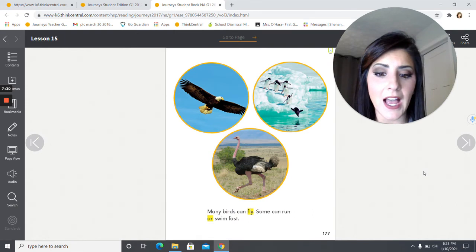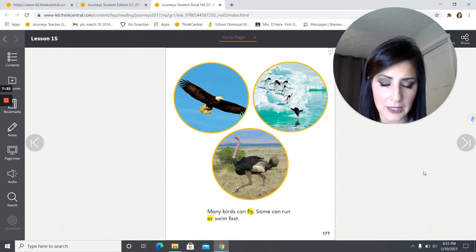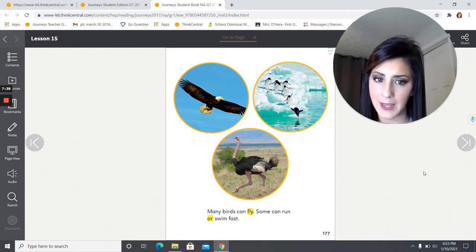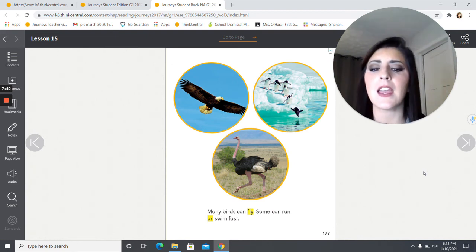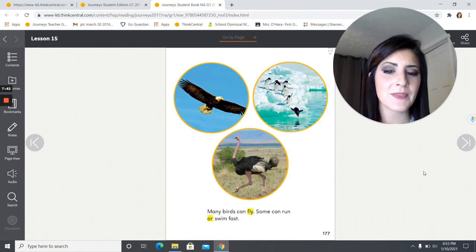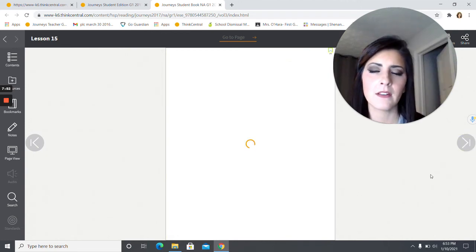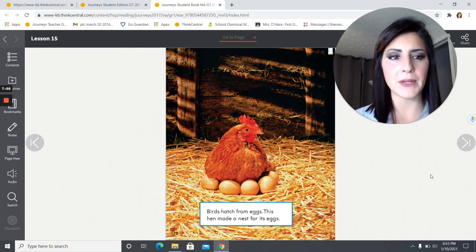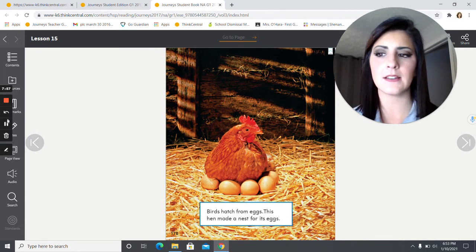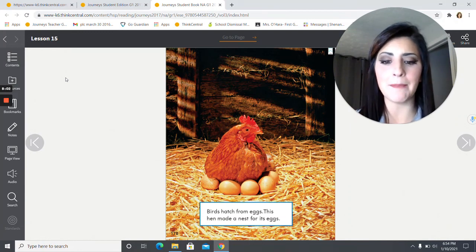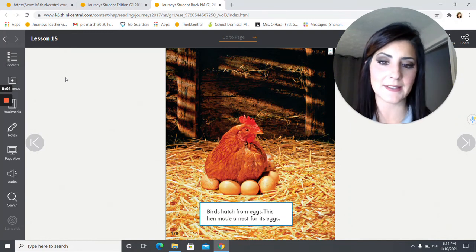Many birds can fly, but some birds can run or swim fast and they can't fly. So like penguins do not fly, but they can swim very fast and they kind of waddle, right? And then we have a bird like an ostrich. They don't really fly, but they're very, very fast. So it just depends on how the bird is made. Birds hatch from eggs. This hen made a nest for its eggs.